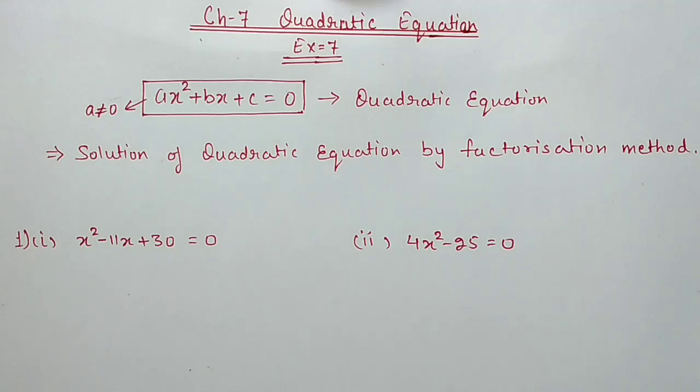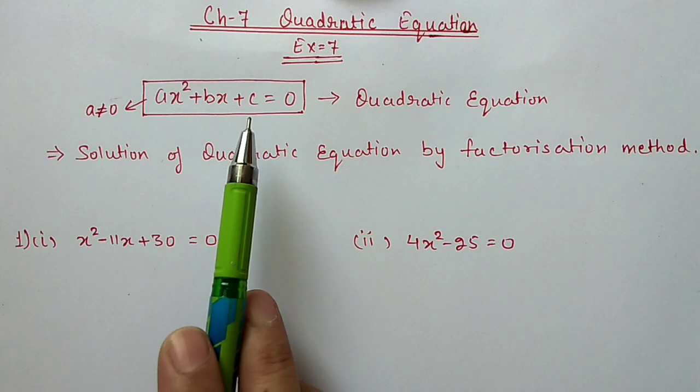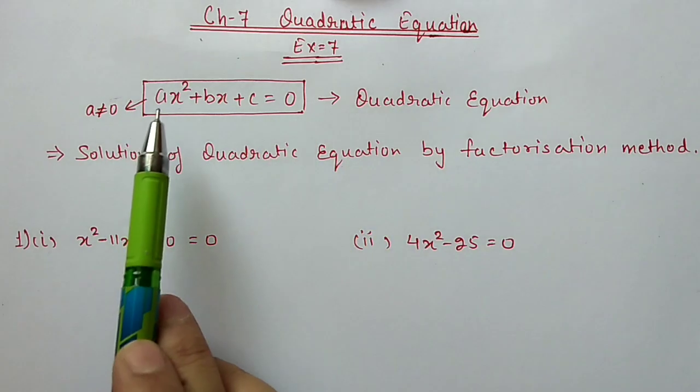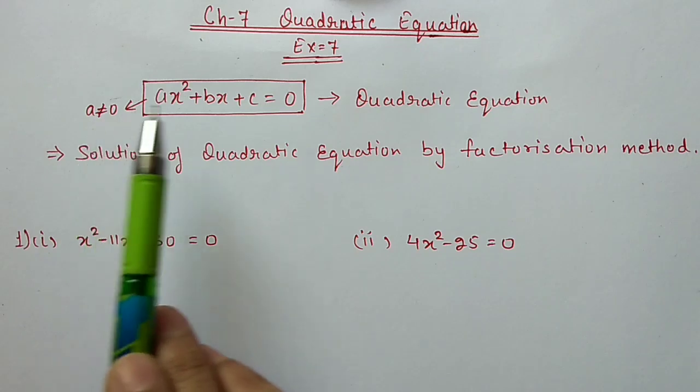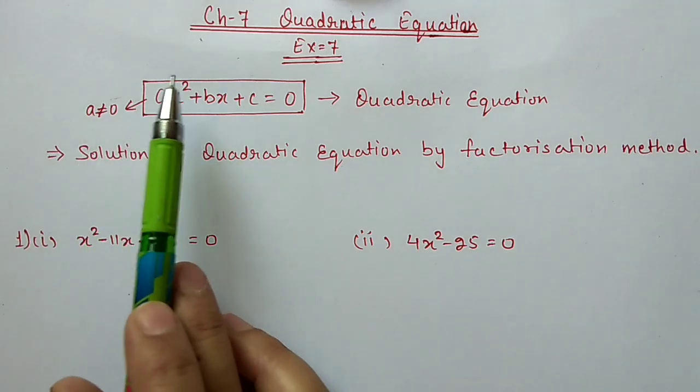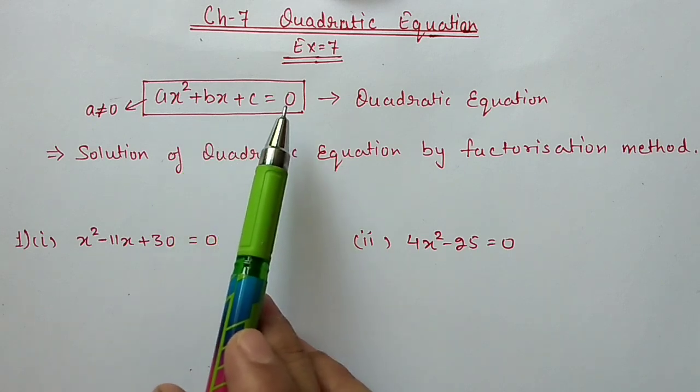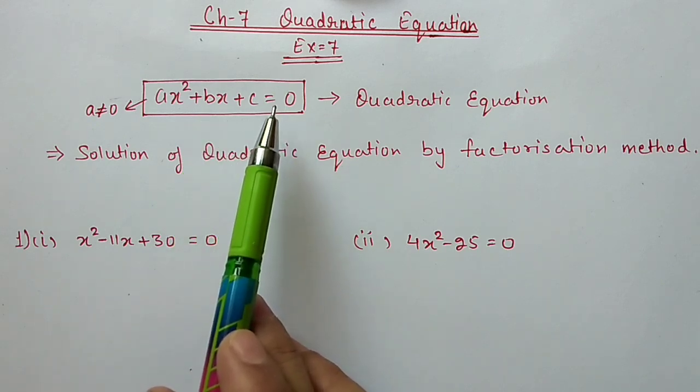Hello students, today we are starting chapter number 7, quadratic equation, exercise 7. Any equation which is in the form of ax square plus bx plus c equal to 0 we will call a quadratic equation, and here this a should not be equal to 0. If this a is 0 then this whole thing will become 0 and then it will be bx plus c equal to 0, which is a linear equation.